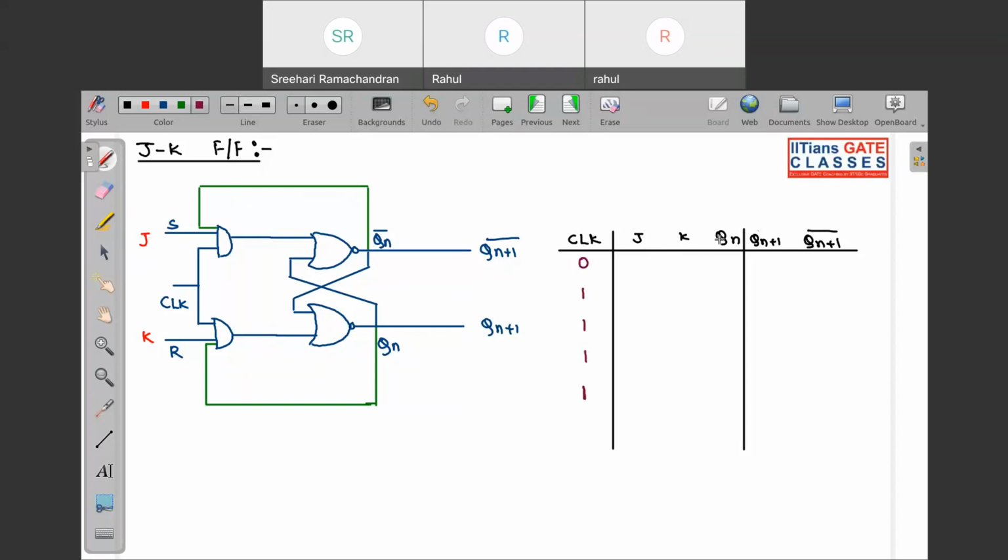So I guess I have directly made the table over here. So it's okay.